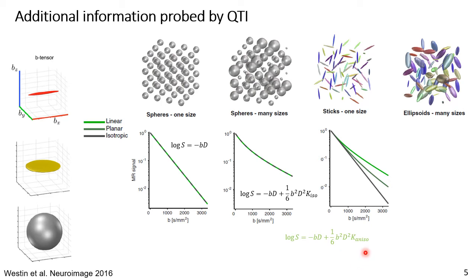However, the isotropic encoding, since it's probing all directions simultaneously, will be sensitive to the mean diffusivity of all the components, which is constant because the size of these microscopic components is constant. So its measured signal will be insensitive to K-iso and will show a linear decay. The difference between the measurements of linear and spherical encoding will basically give the information of K-aniso.